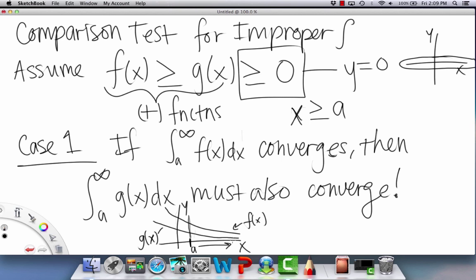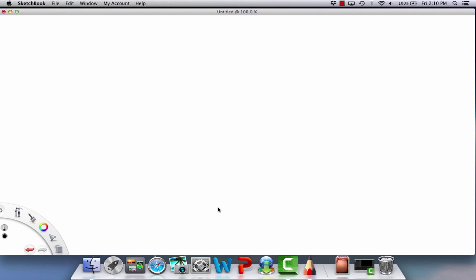So if we look at it in the long term, let's say f of x is getting closer and closer and closer, and then g of x has to stay underneath and right in between. So if f of x converges, so must g of x. Okay? And then now we're going to do the opposite case.